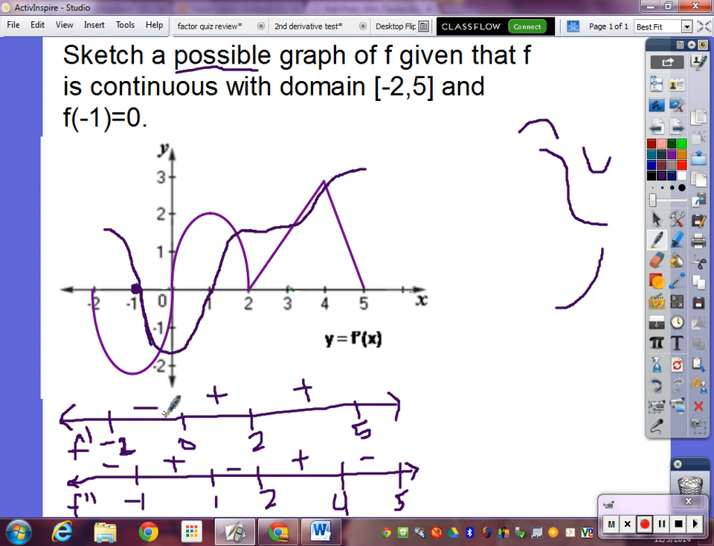So just to go back through, I have to have a decrease from -2 to 0. I have to have an increase from 0 to 2, and then still increasing from 2 to 5, done. And then it has to go concave down from -2 to -1, concave up from -1 to 1, concave down from 1 to 2, concave up from 2 to 4, and then concave down from 4 to 5. So now I got it right. And this one point, -1, 0, is the only definite point I have. So that is how you would sketch a curve of f given f prime.